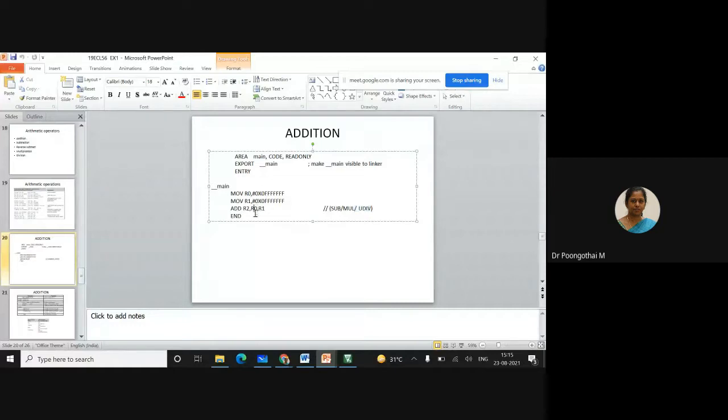And also you check the instructions with ADDS, MULS, UDIV. Okay. Is that clear, students? Yes, ma'am.